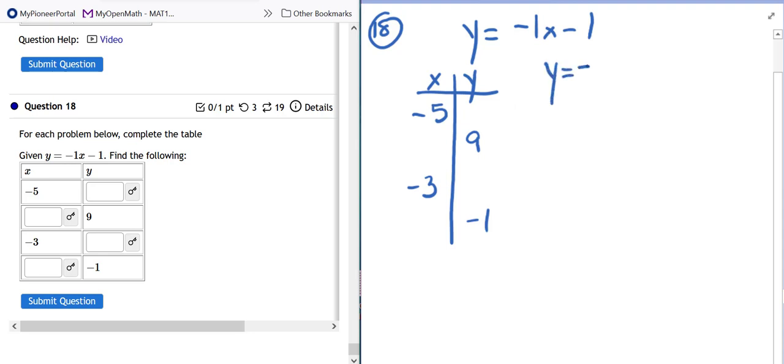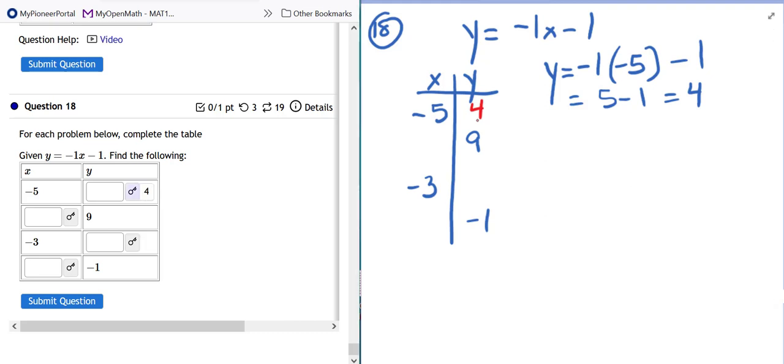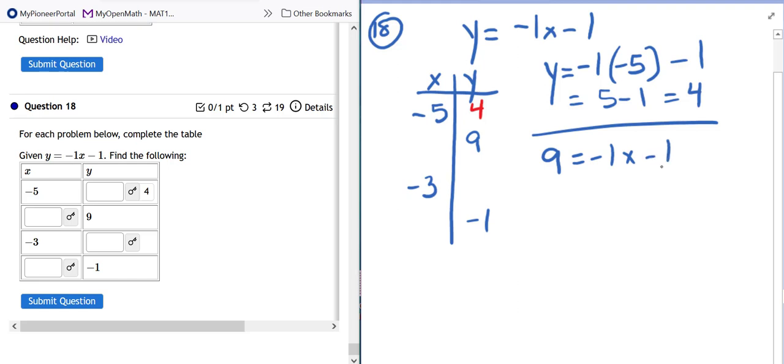So y equals -1 times -5 minus 1. This will give us 5. Minus 1 is 4. So 4 for this one. And then this one they switched and they give 9 for y. See, this will cause us some solve steps, right? And so we'll add 1 to both sides. And we have 10 equals -1x. Divide by -1. So x equals -10.